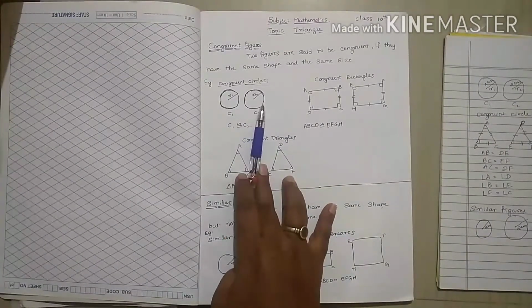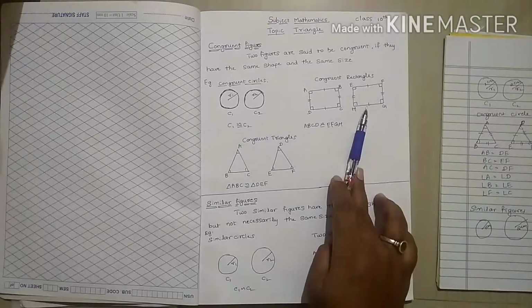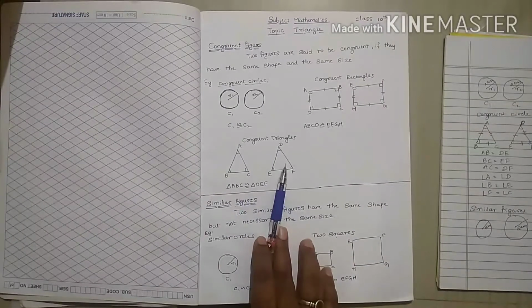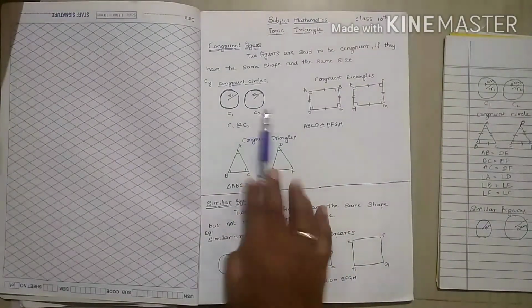Here both the circles are also having the same radius. Here, congruent rectangles, both the rectangles are also having the same size and same shape. And here both the triangles are also having the same shape and size. Okay, these are congruent figures.